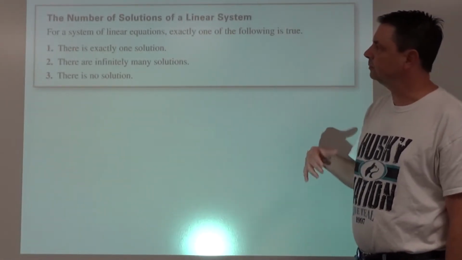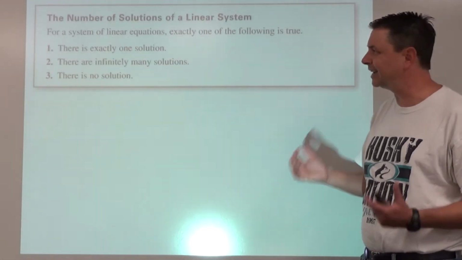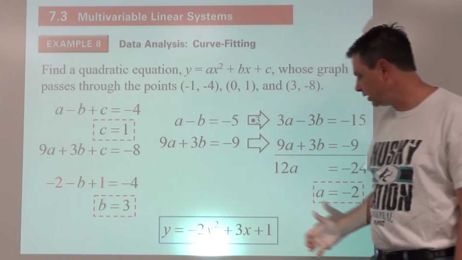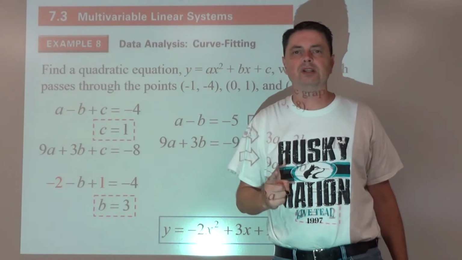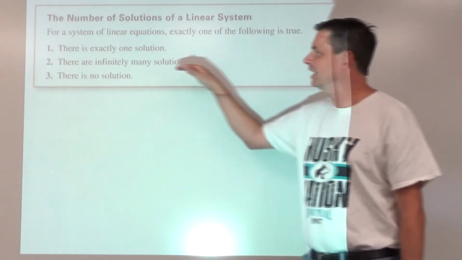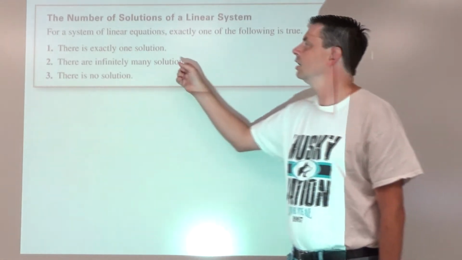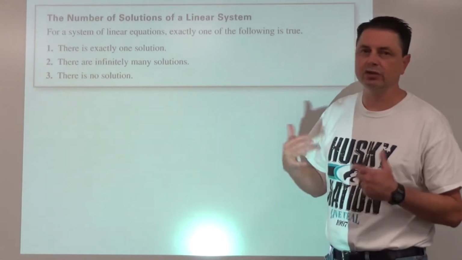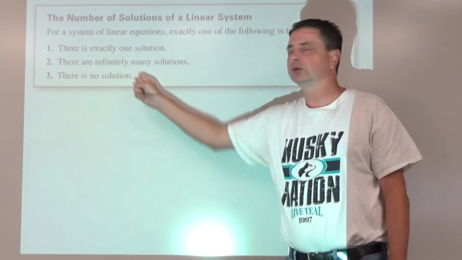So in a linear system, there's a few different options for us as we solve. A lot of the time we do get exactly one solution, like in the last one, where we got a equals -2, b equals 3, c equals 1. That's one solution for that set of 3 variables. If something washes out and we get a 0 equals 0 true situation, we can have infinitely many solutions. And then if we're doing the elimination and you get -5 equals 2, not true, you would get no solution.